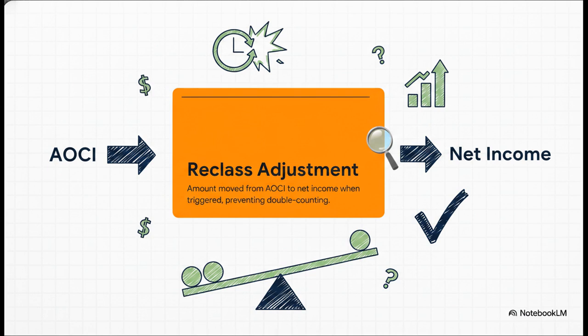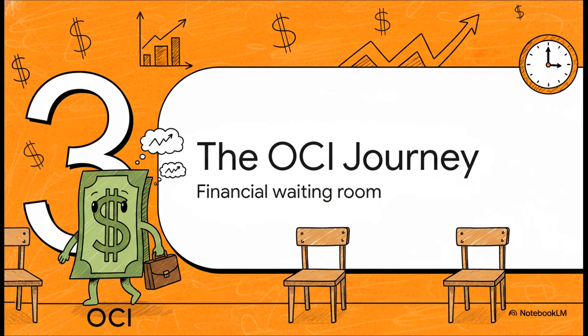An item gets recognized in OCI when it first arises, but when that trigger happens, you have to actively move it over to earnings. If you miss this reclassification adjustment, you're leaving the gain in equity and you're recognizing it in your earnings. You'll end up double counting the impact and wildly misstating the company's earnings. Nobody wants that. All right, Section 3, the 4-stage OCI journey.